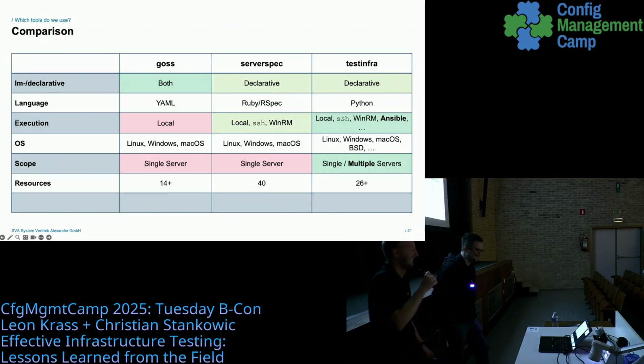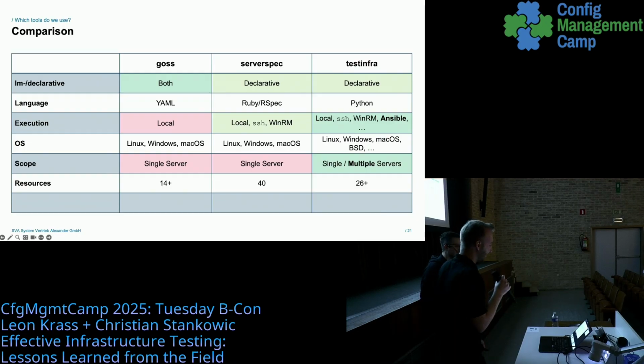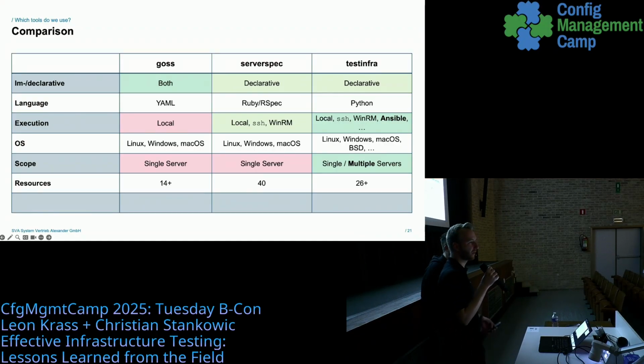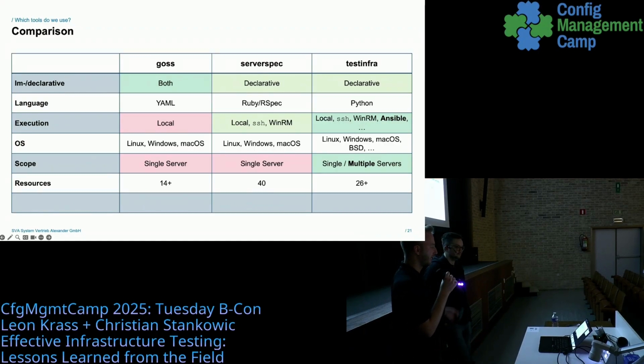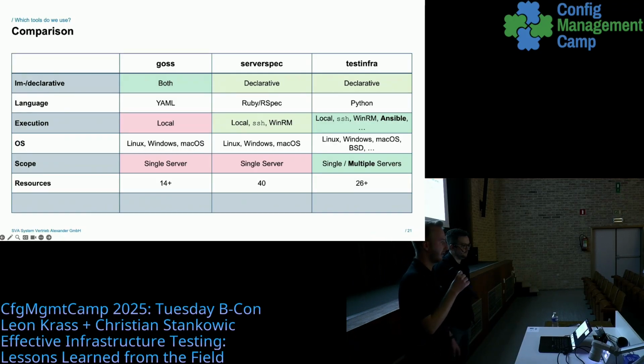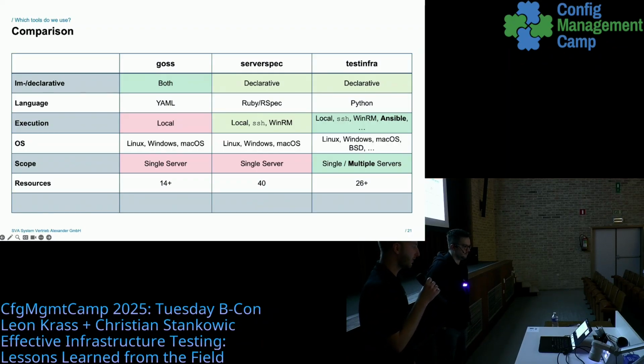Also, the scope of goss and serverspec is limited to single servers, while with testinfra, because of the Ansible invocation and other invocation modes, you can pretty much shoot it against a bunch of servers. And we have also listed how many resources are available, but I wouldn't use that as a strong comparison criterion because they really do vary. I think you can do the most important stuff with all of these three frameworks.